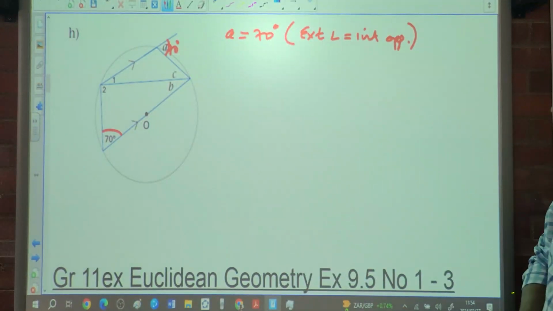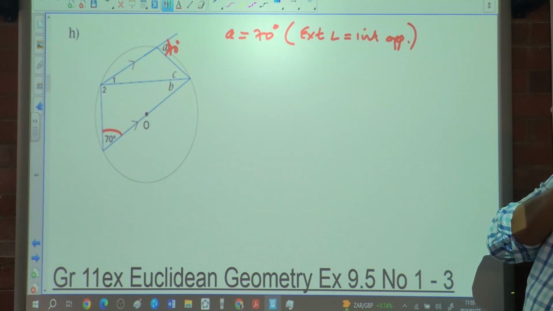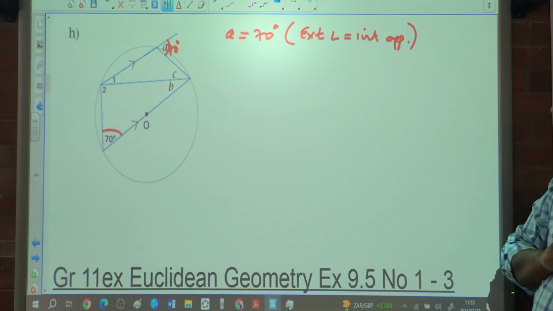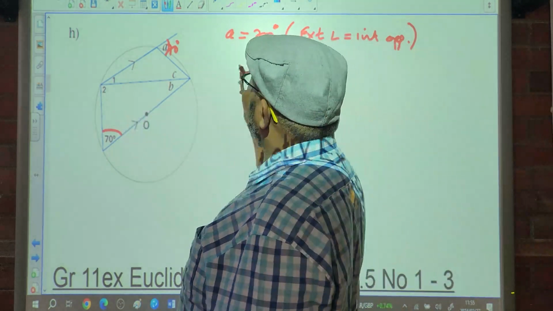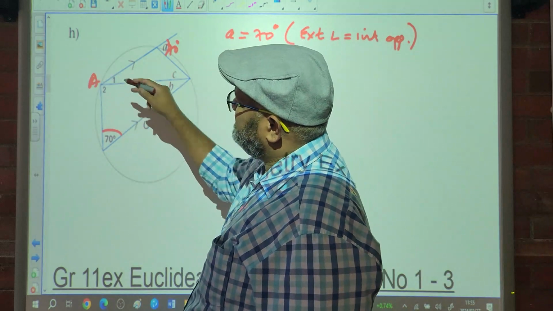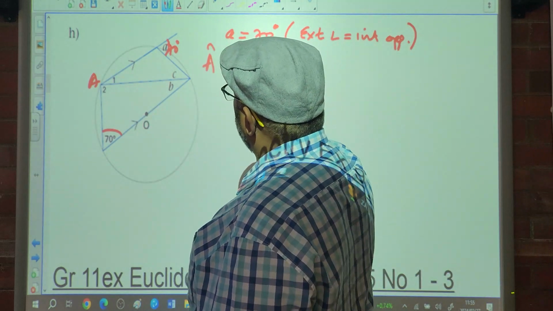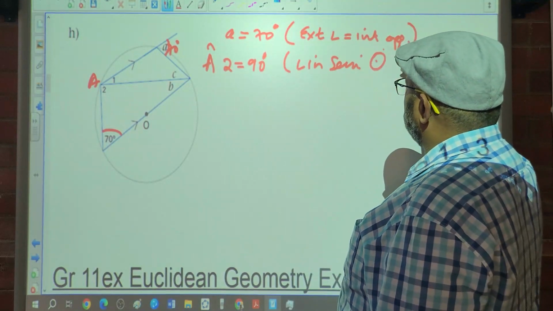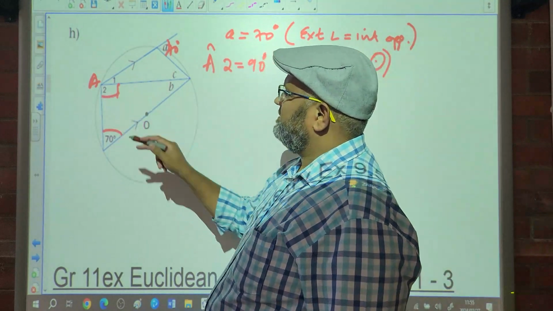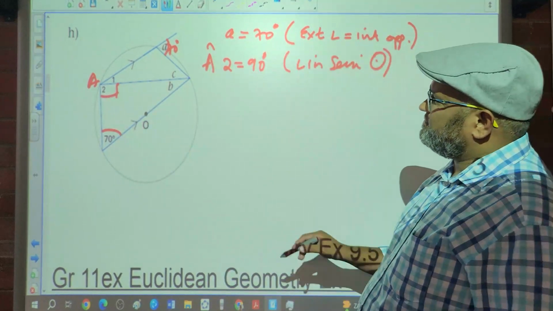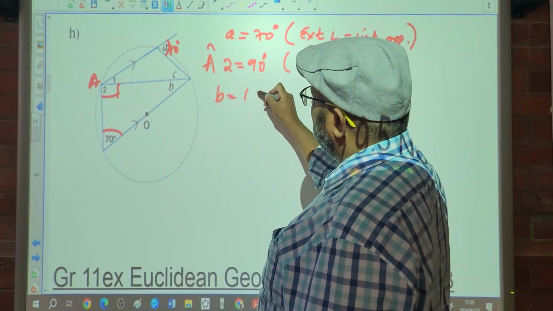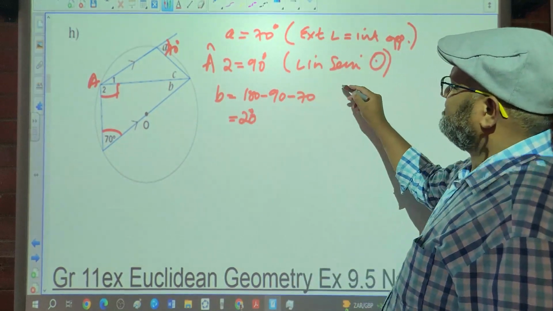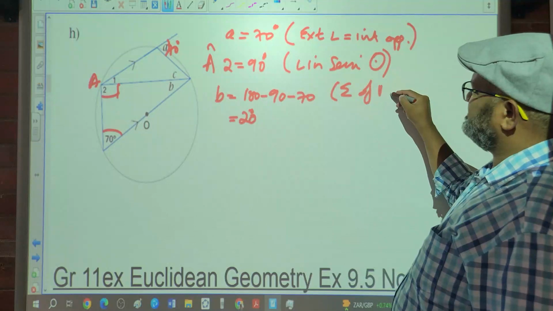How do you calculate B? So it's angle 2. We're going to put the A here. Okay? So A2 is equal to 90. Why? Angle in semicircle. So you're going to calculate B, sum in triangles. So B is equal to 180 minus 90 minus 70, which is 20 degrees. Sum of triangles.